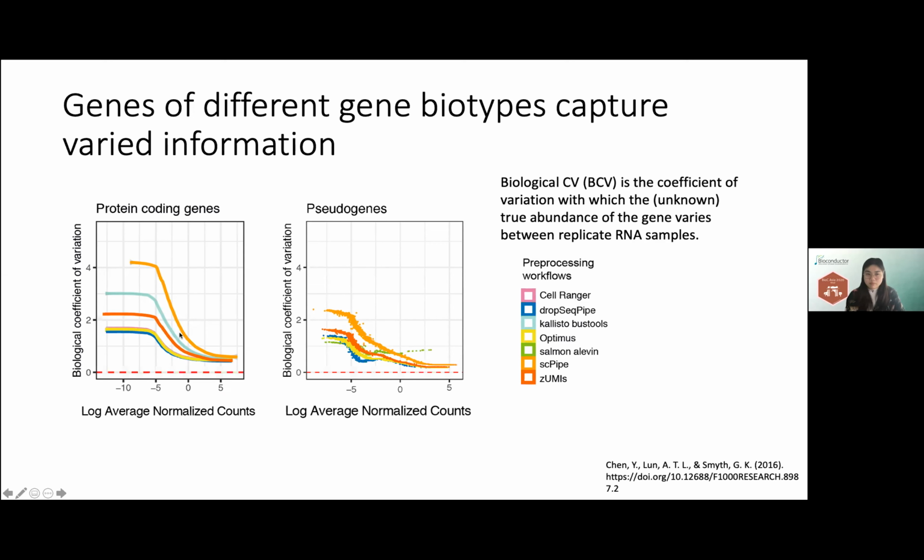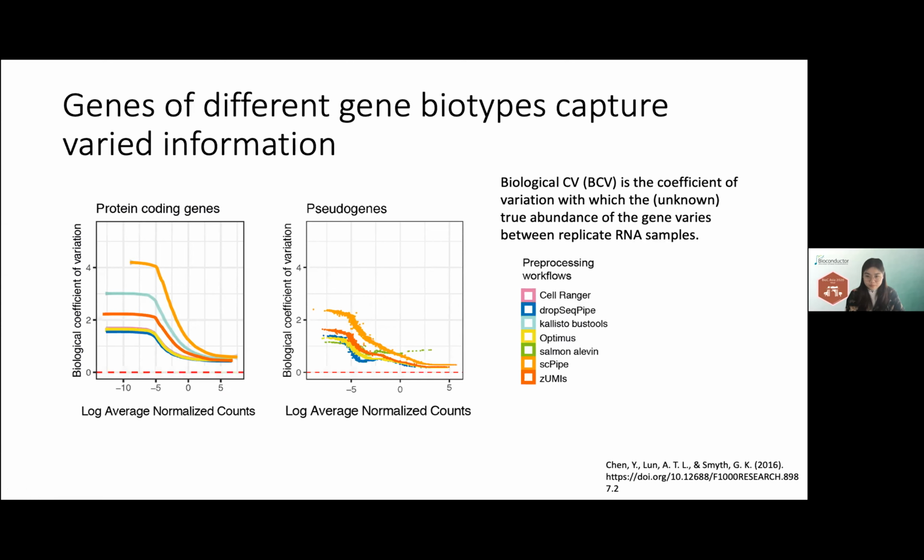Here, we first look at the protein coding genes. All the counts developed by those preprocessing workflows showed the expected similar trends, except for three, which have more variability for the lowly expressed genes. Well, for the pseudogenes, apart from this one, the Salmon Alevin, the light green one here, which still shows a high BCV value even with abundance increase, and surprisingly for the scPipe, the UMI-tools and the Optimus, they show the expected trends.